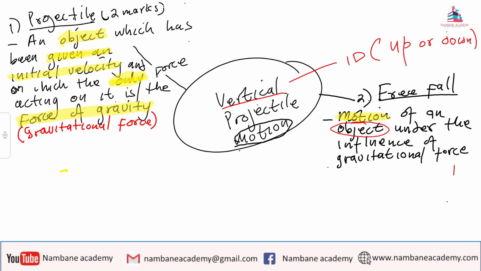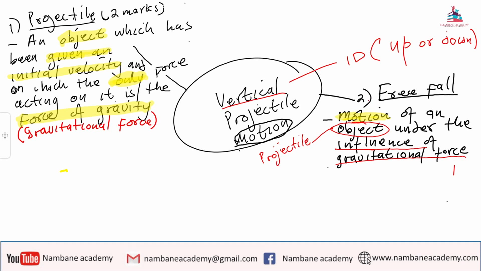So which object are we focusing on here? This object must be our projectile. So it is the motion of a projectile under the influence of gravitational force. What is the link between the two? The link is that, for me to have a projectile, it must be an object that is only experiencing the force of gravity. For that motion of a projectile, which is known as a free fall, it must be the motion of an object under the influence of gravitational force. So once there are any other external forces, your friction and other forces besides gravitational force, that motion will not be considered a free fall.